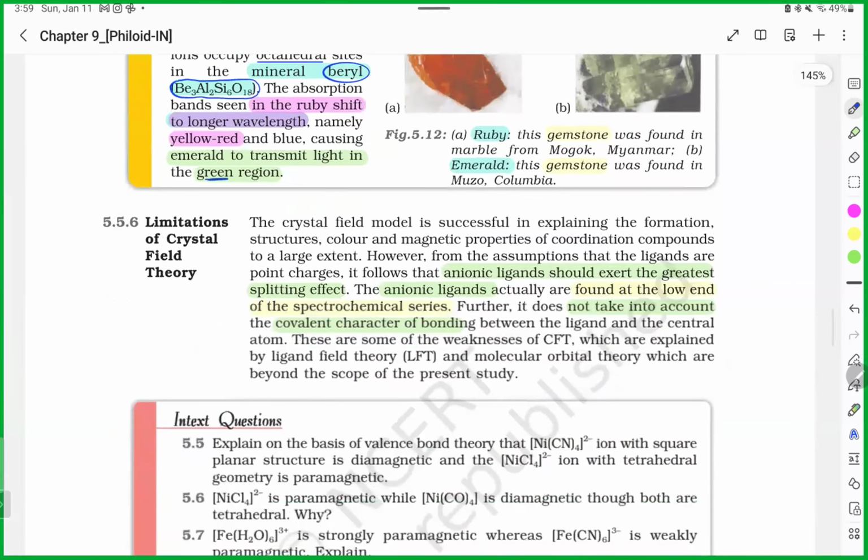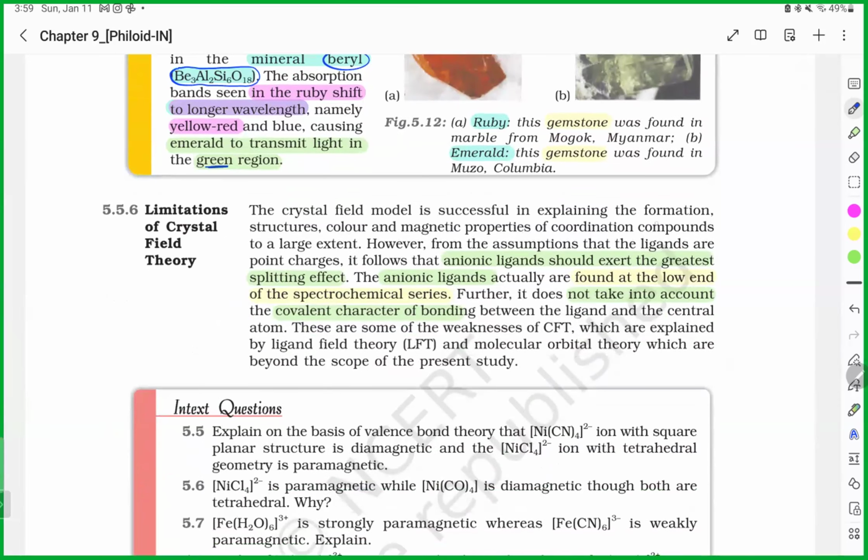Last, because of the crystal field theory, we can understand how the compound forms. We can understand the structure. We can understand color. We can understand magnetic property, how unpaired electrons are properly explained. But the problem is that in this case, we are considering ligands as point charges. We said in the beginning, okay, we consider ligand as point charge, correct? So it means an anion ligand should logically exert the maximum splitting effect. Okay, logically, a negative ion or negative ligand should have the maximum splitting effect.